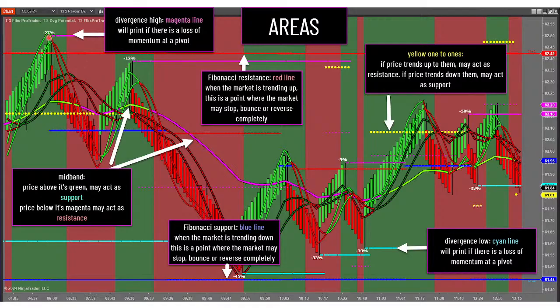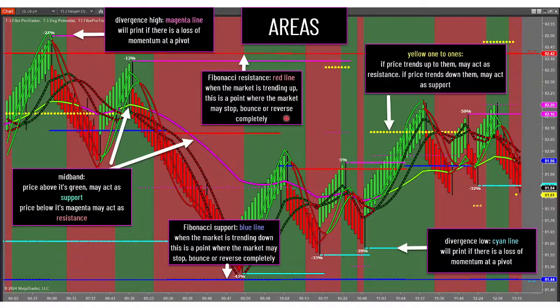When the market goes up and comes back down, it creates a pivot. If momentum is lagging behind price, you're going to see a magenta line from a high. You'll see a cyan line from a low. We're going to use Fibonacci resistance and support, guys.